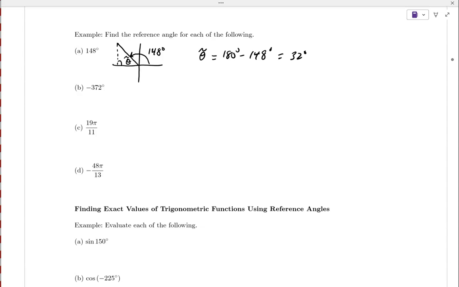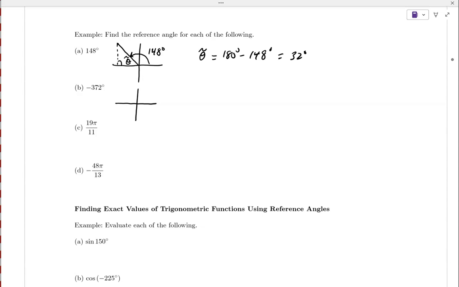So we do the other ones the same way. Let's see if we can figure out what they are. Negative. I'm going to draw the picture for reference, and then see if we can figure out a general way to do this to help us out.